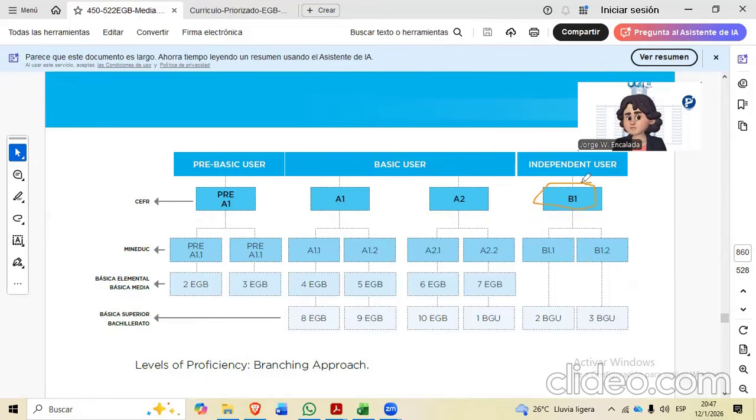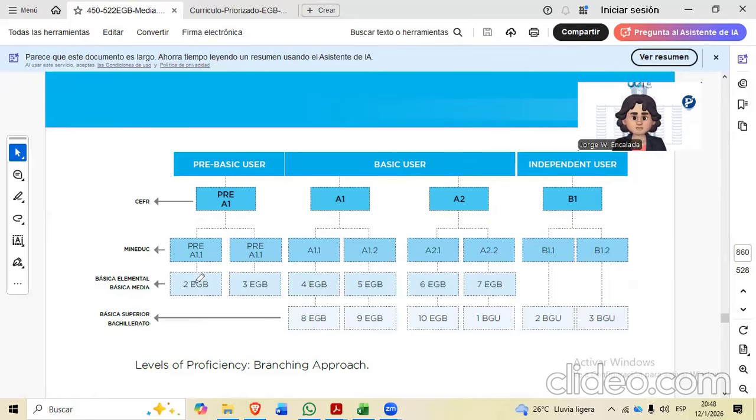Once they progress from the second grade till the third year of bachillerato, they are supposed to reach this level. They're supposed to develop linguistic competence equivalent to a B1 level, which is an independent user. Okay, we are not going to judge if that's what happens or not in Ecuadorian reality. We are just going to analyze the background of the Ecuadorian proposal.